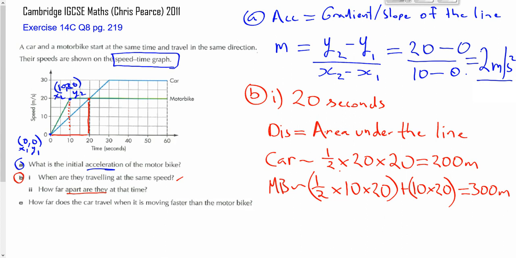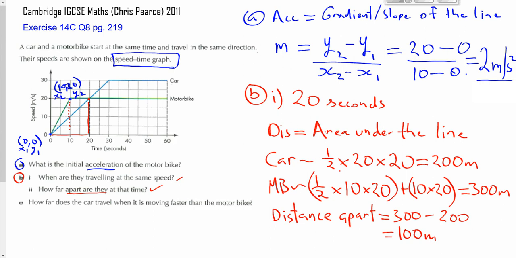So the difference, or the distance apart they are, is going to be 300 minus 200, so it's equal to 100 metres. All right, so the distance apart is 100 metres.